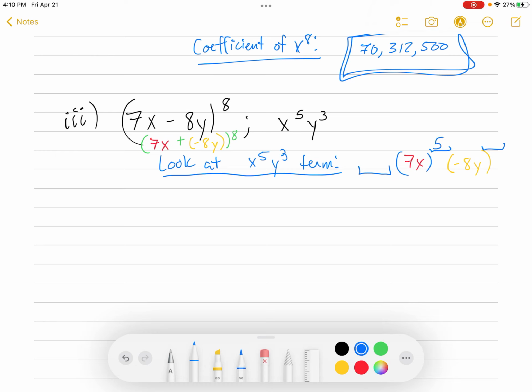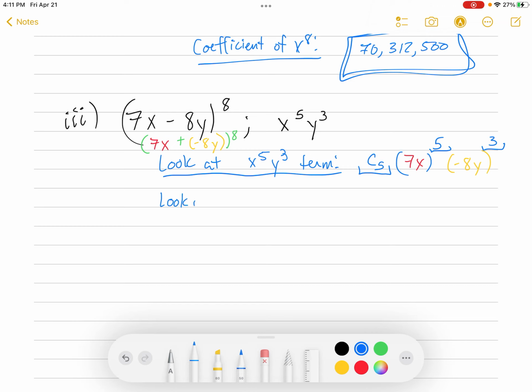Now, how do we get an x to the 5th, y to the 3rd? What are we going to have to do? Well, we're going to have to put a 5 up here above the 7x, and a 3 up here above the negative 8y. So that means the binomial coefficient in front of everything is going to be C sub 5. So let's find C sub 5.